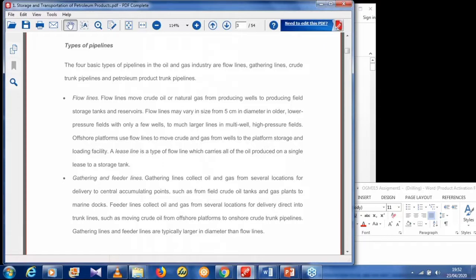I trust that some of us already have some basic knowledge about this work. So we have the flow lines, and we have the gathering line. What the flow lines usually do is transfer crude oil or natural gas from the producing well to the producing field storage tank and reservoir.